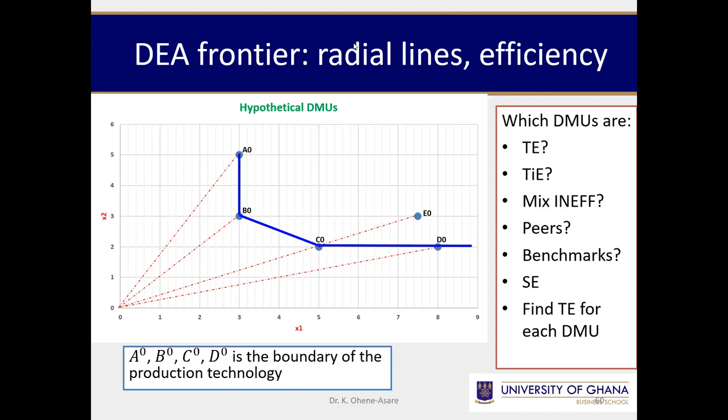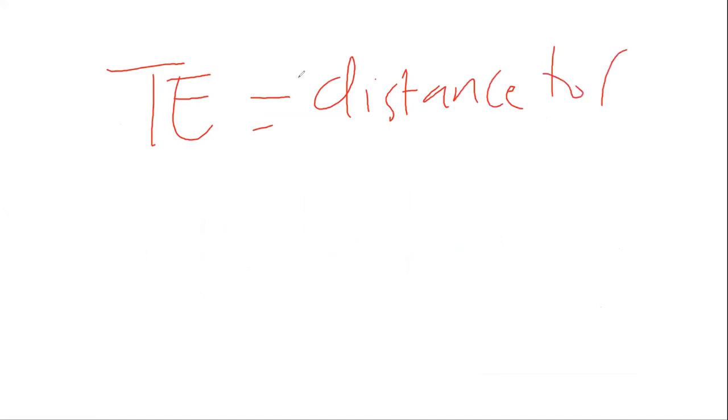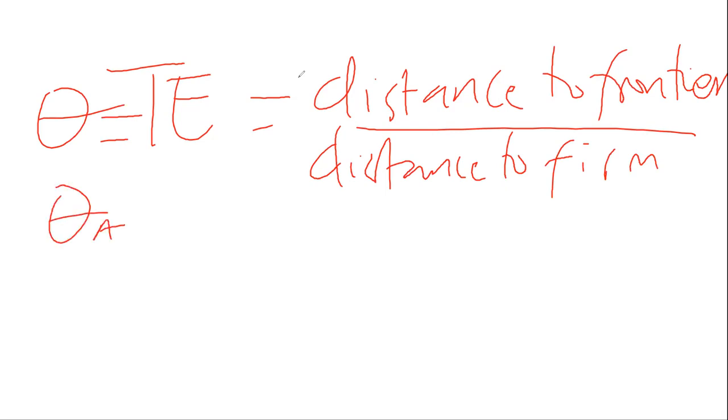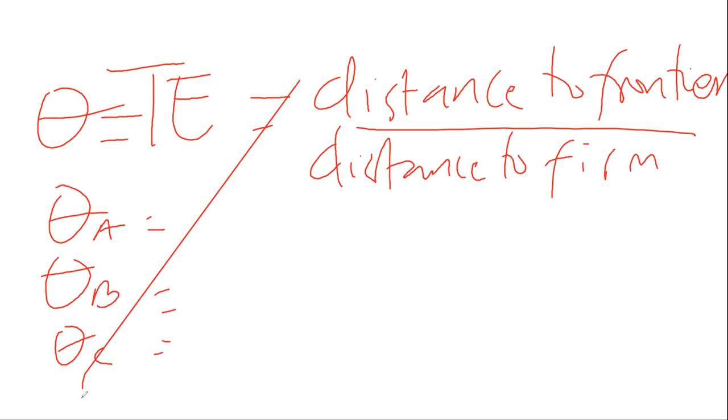And in an input orientation, your definition of efficiency, I'm just going to write it here for you. The technical efficiency, input orientation, is given by the distance to the frontier divided by the distance to the firm or the DMU. And we refer to this technical efficiency as theta. So we are going to calculate theta for DMU A, theta for DMU B, theta for DMU C, theta for DMU D.